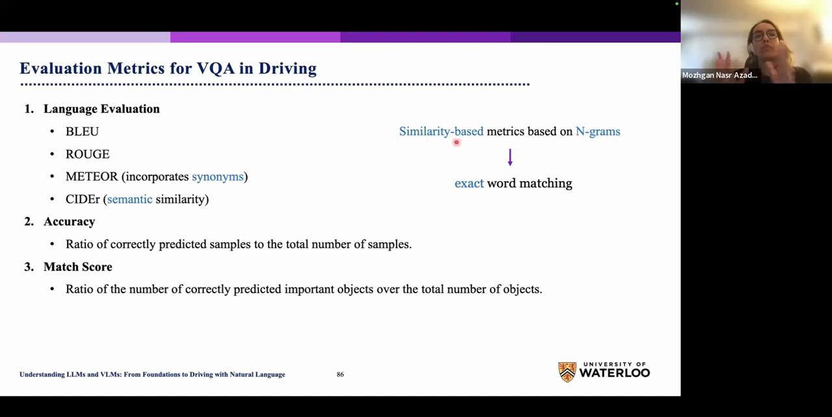They match words word by word, and these NLP-based metrics have this problem that they try to do exact word matching, where we will see why this could be a problem in a little bit. We can have accuracy, defined as correctly predicted samples over the total number of samples. Some models have a match score, which is defined as the ratio of correctly predicted important objects. It is for object prediction, box detection, actually, the class.